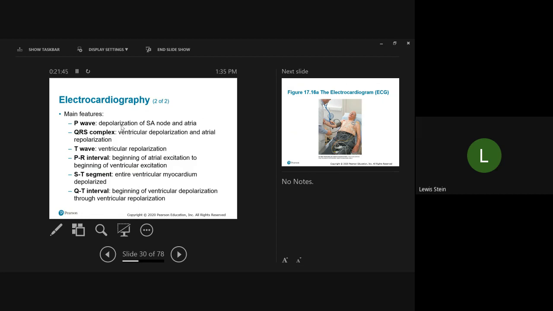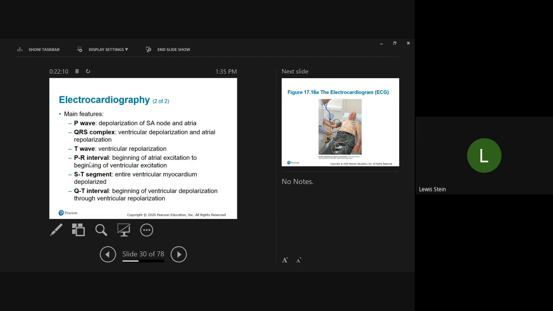The atrial depolarization is the P wave. The ventricular depolarization is the QRS. The atrial repolarization occurs then, but the ventricles' signal overwhelms it, so you don't see that. And lastly, the T wave is the ventricles, which are much more massive, repolarizing. We look at the PR interval because we want to see how long.